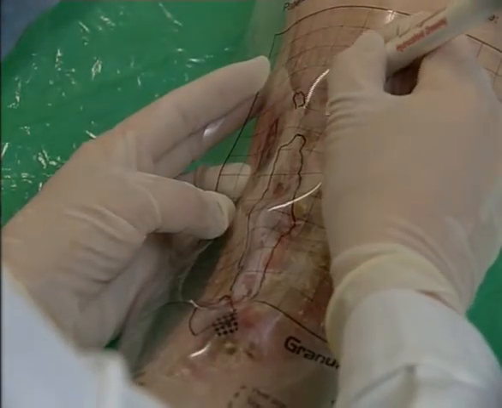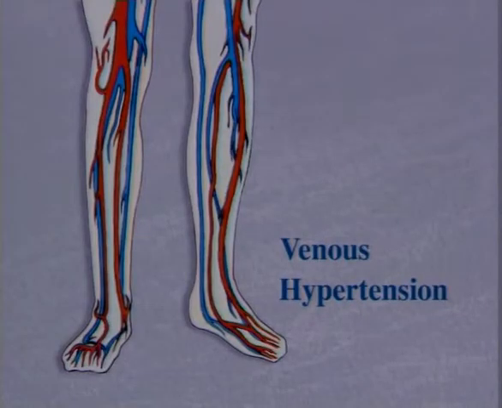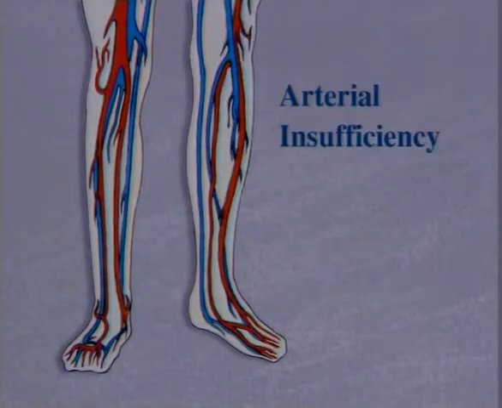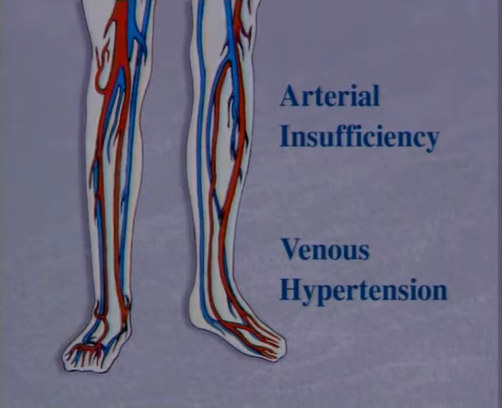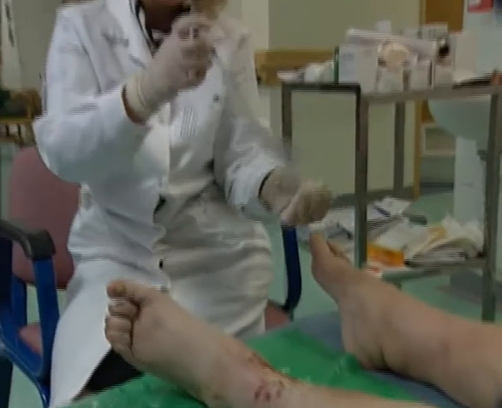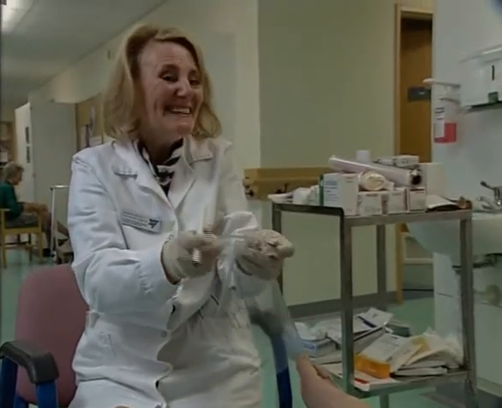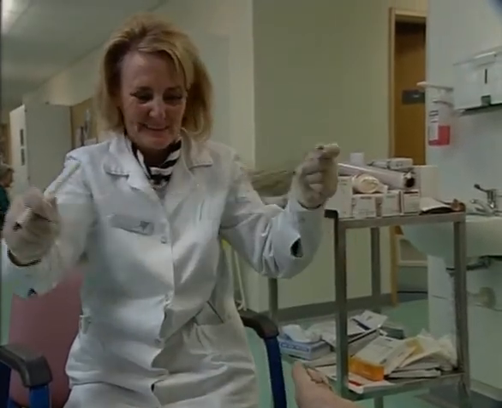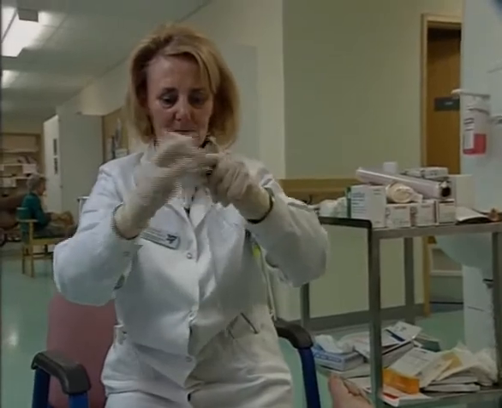Many leg ulcers occur due to poor tissue perfusion. This can be due to venous hypertension, arterial insufficiency, or a combination of both. If the leg is injured, the reduced circulation means there's not sufficient oxygen and nutrition reaching the tissues for healing of the wound to take place.